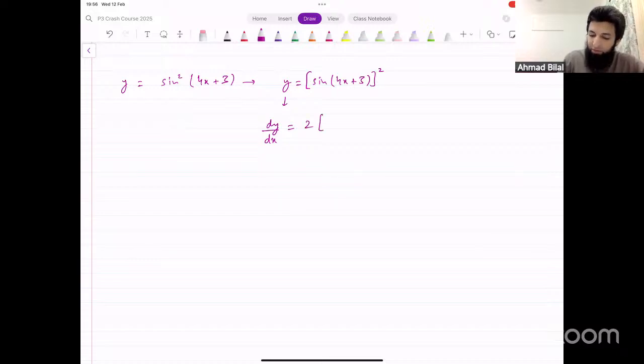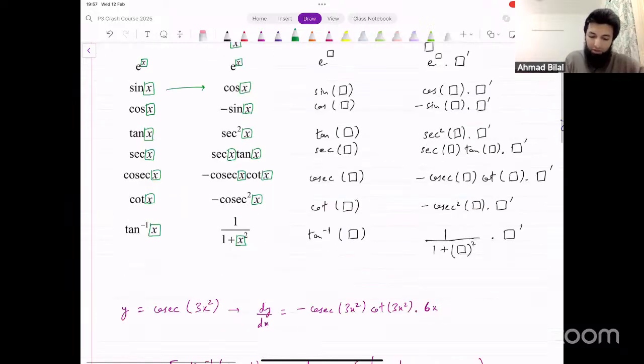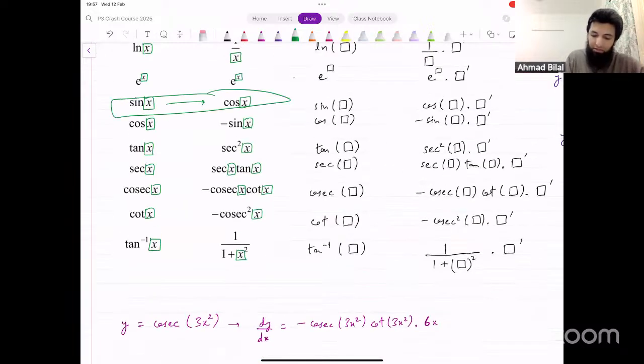Subtract 1 from the power, so you have sine of 4x plus 3 whole power 1, 2 minus 1, right? That becomes 1, multiplied by the derivative of this thing now, right? Derivative of the base of the power. What's the derivative of sine? Derivative of sine is cos. It's right here. Derivative of sine is cos.